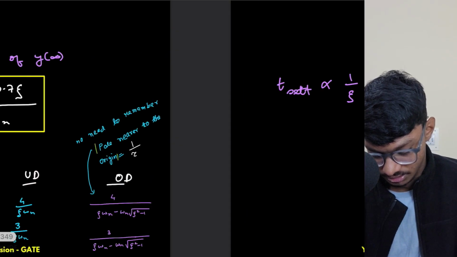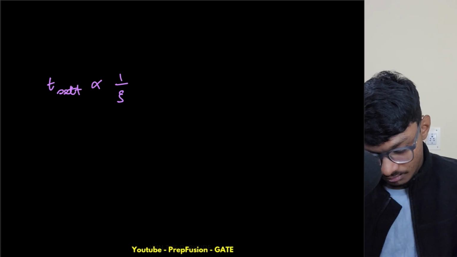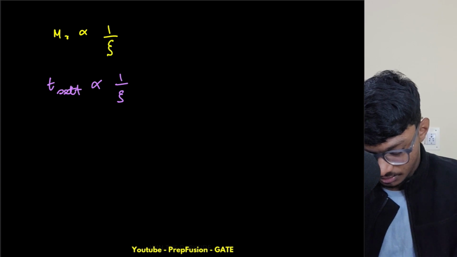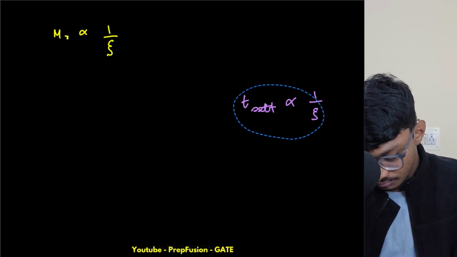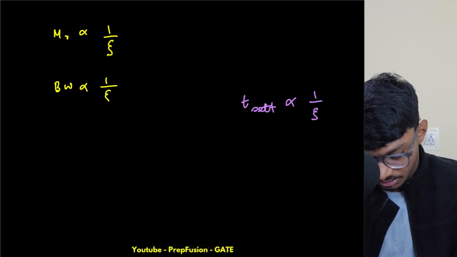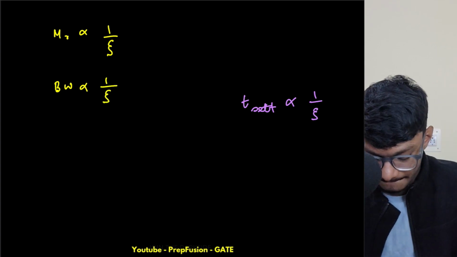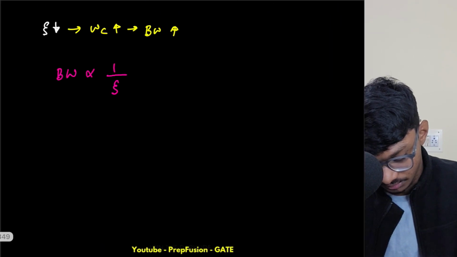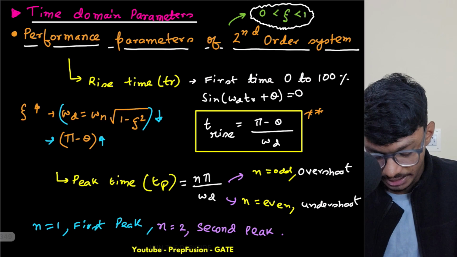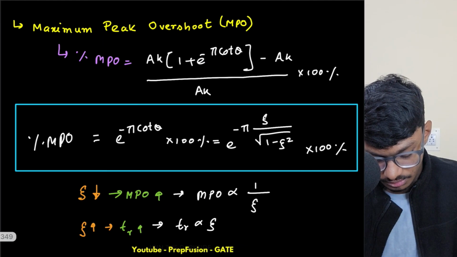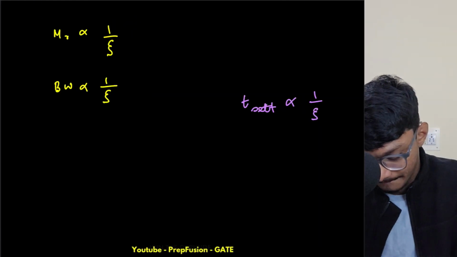Let me write these things down. MR is inversely proportional to the zeta. Bandwidth is inversely proportional to the zeta. Nothing else was there, I think. And now coming to the time domain parameters. Here my T rise is directly proportional to the zeta.